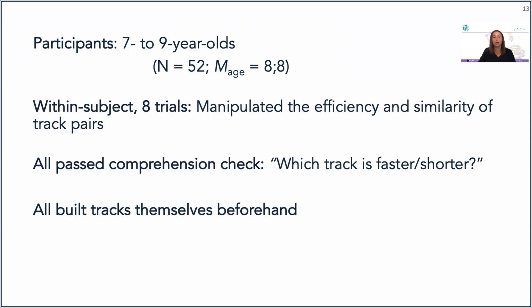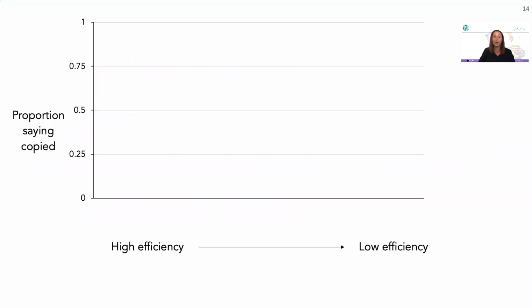All children passed a comprehension check and were able to identify which of 2 tracks was faster or shorter. And to help make the task a bit clearer for children, we also allowed them to build tracks themselves beforehand. We gave them the physical game board and track pieces and allowed them to build the track themselves, both when the barrier was present and absent. And I'm happy to talk about the role that first-person experience may play in children's reasoning during the question period. Okay, so what did we find?